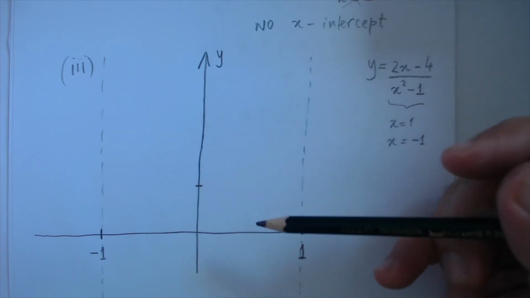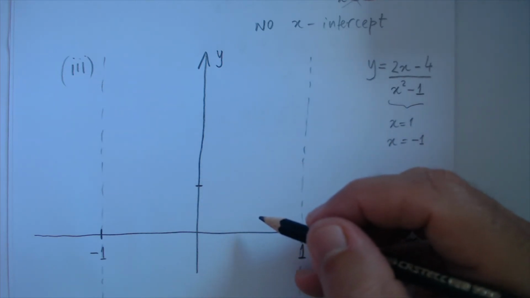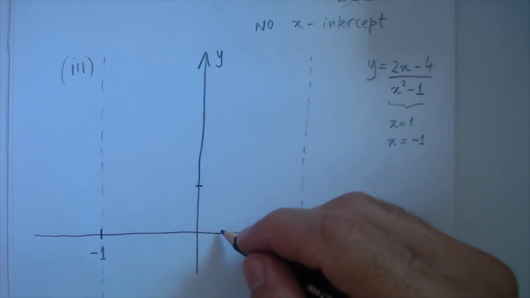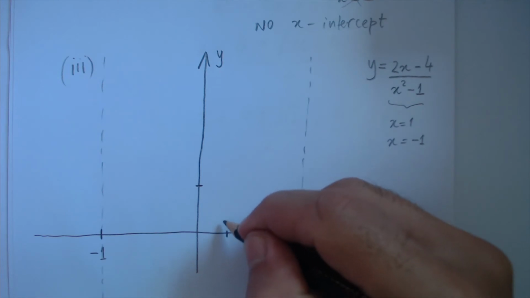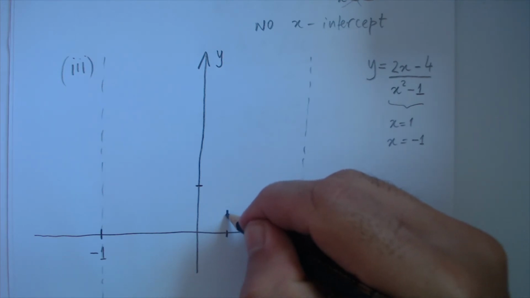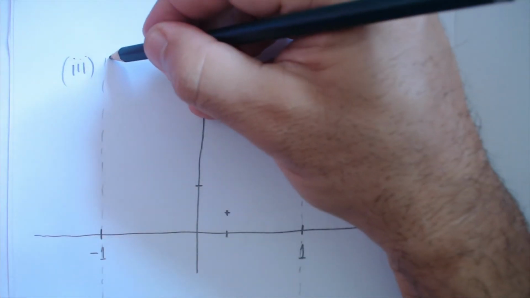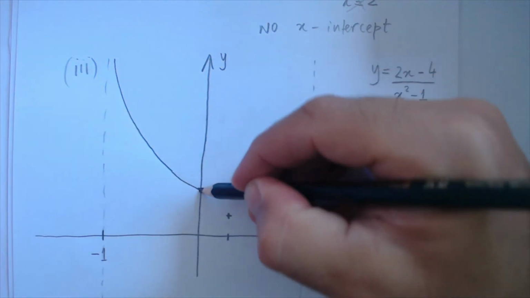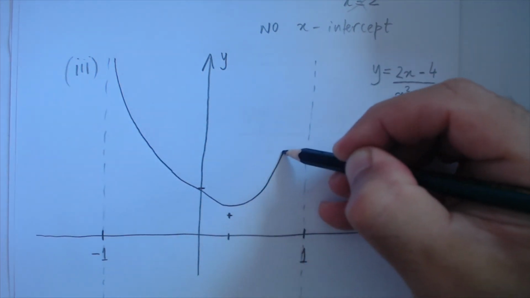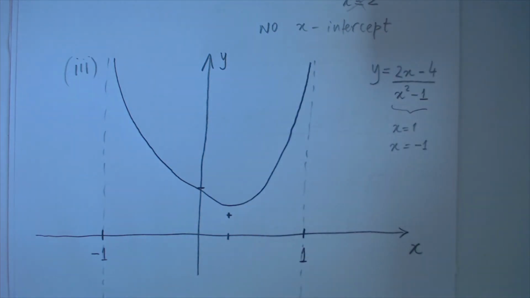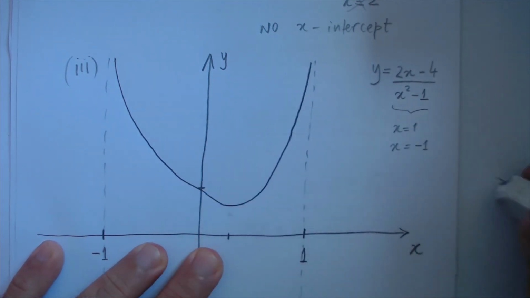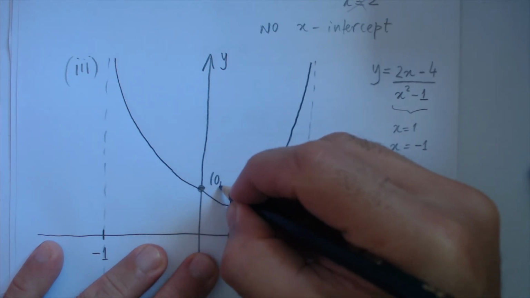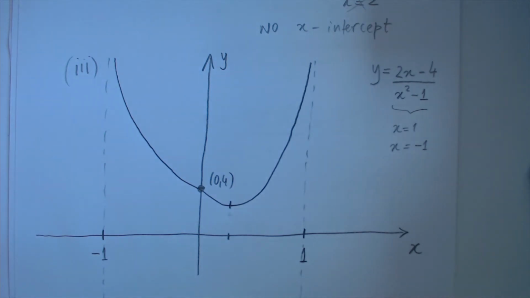And then, as we have the first derivative equal to 0 at 2 minus root 3, which is about 0.27, let's say more or less here, so here we would have a minimum. So we have an asymptote here, and we have this. Change the minimum a bit, and the minimum is here, and this is the point (0, 4), and that's the sketch.